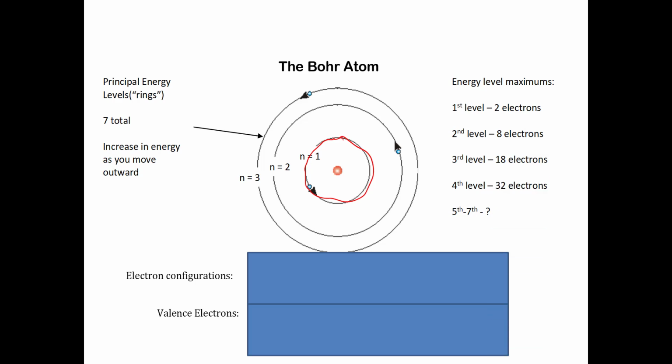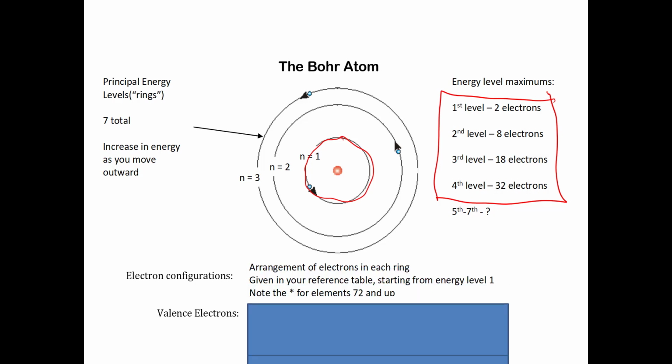And the 5th through 7th, we're honestly not even going to worry about, because it gets a little crazy after that. So most of the time, actually 99.9% of the time, this is what New York State looks at: the first 4 principal energy levels and the amount of electrons they are capable of having. So we're going to look at what's called electron configurations.